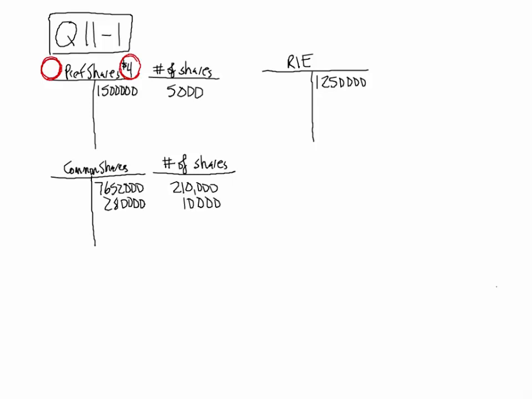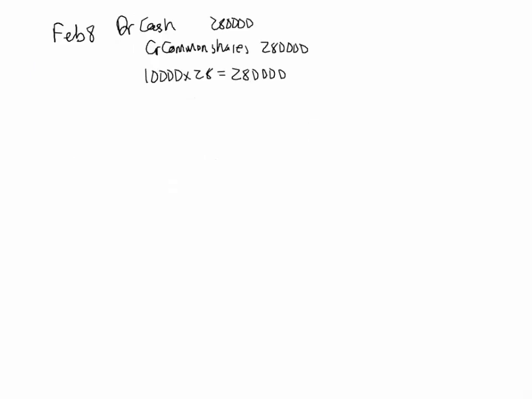Now, just so you know, if I sold preferred shares, I would sell the preferred shares in the exact same way. I would do a debit to cash and a credit to preferred shares. That's the only thing that would change. And of course, the value also, because the preferred shares probably are selling for a different price. But this transaction is common for both common shares and preferred shares.